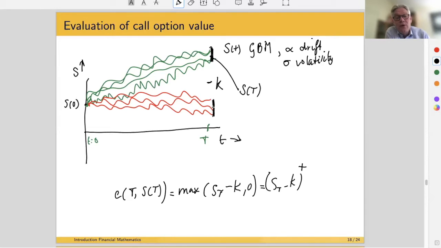And for all these processes, we would be able to buy the stock for K, but it is cheaper to buy it in the market for ST. And then we would not exercise our option. So our option would expire valueless, so it would not be exercised, so it has no value anymore. And then that is essentially the zero here. The value of the option is in the payoff being the maximum of ST minus K and 0. And we write it like this.